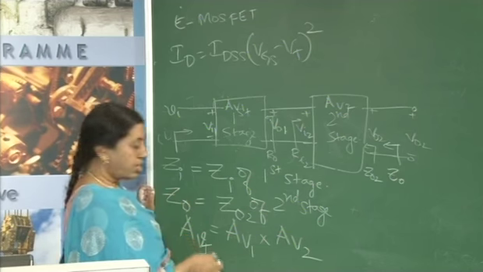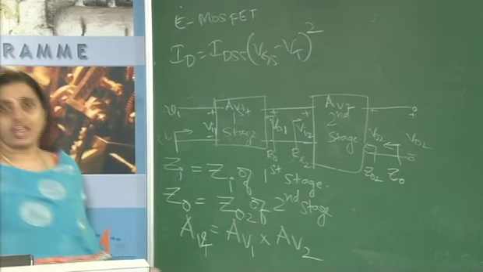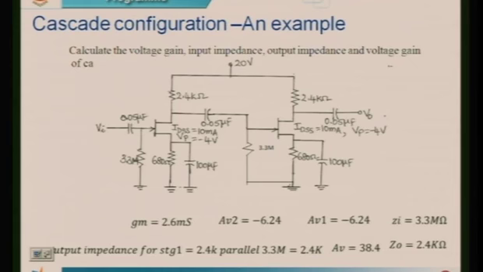To illustrate this, let me take one example. So, this is a given circuit. There are two stages in this circuit. It is required to calculate the voltage gain, input impedance and output impedance for the cascaded configuration shown here.